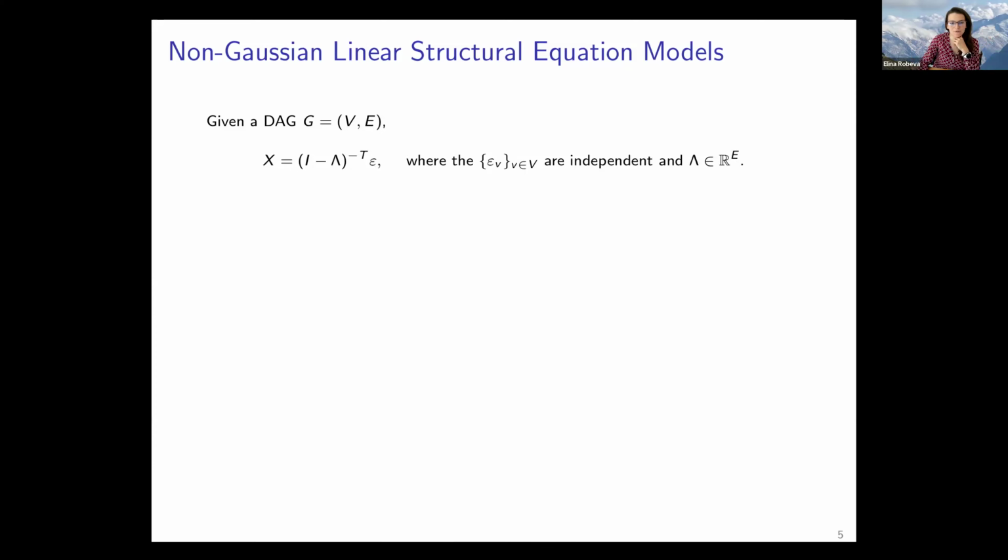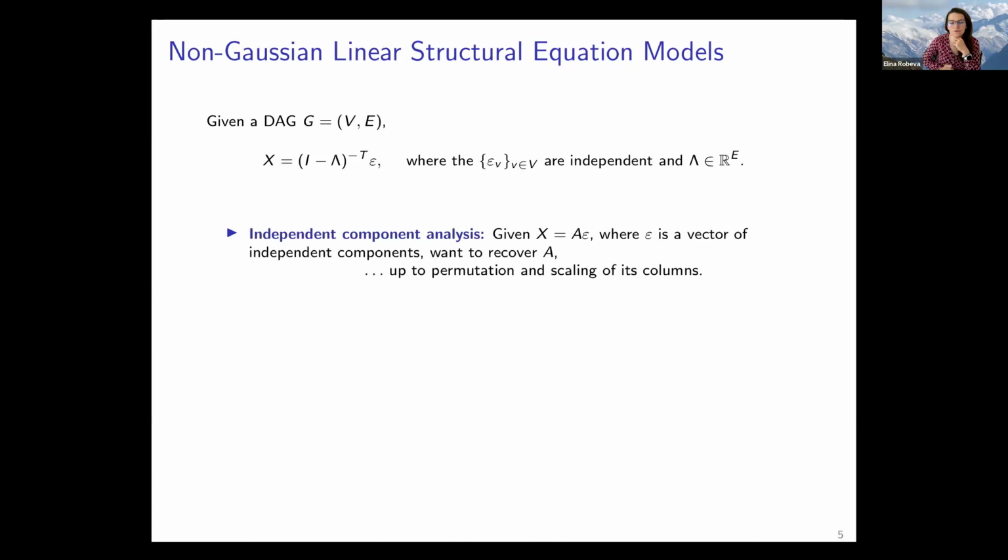And this is very similar to something called independent component analysis, where you have X equals A epsilon, where A is some linear transformation of a matrix, and epsilon is a vector of independent components. And you want to recover A. And you can't really recover A uniquely, but all you could hope to do is recover it up to permutation and scaling of its columns.